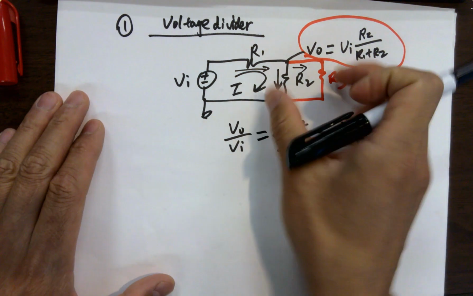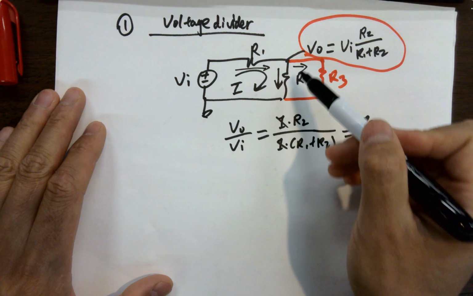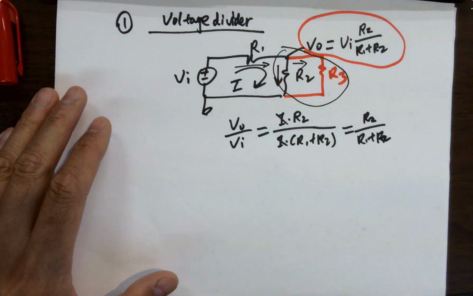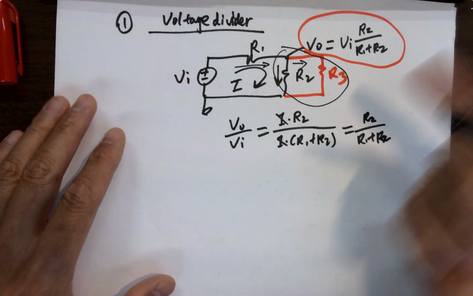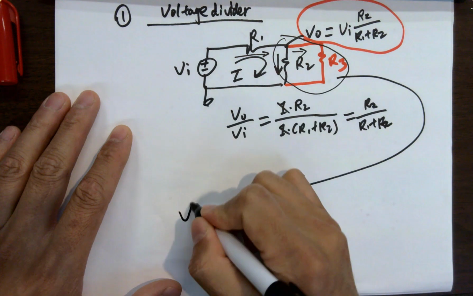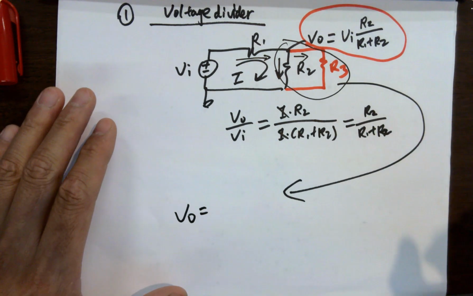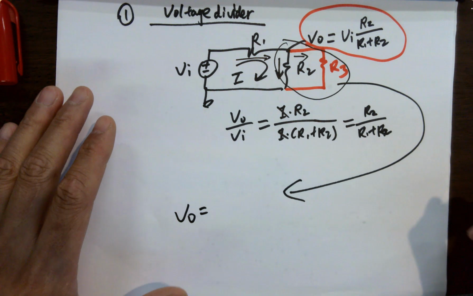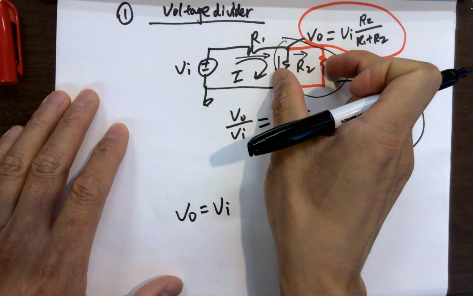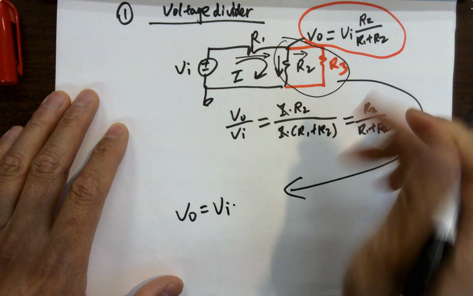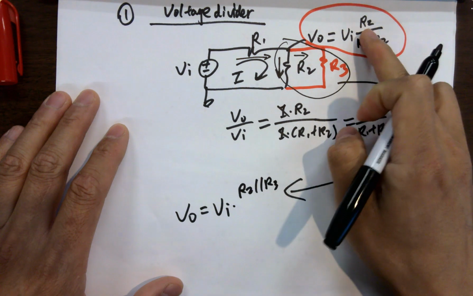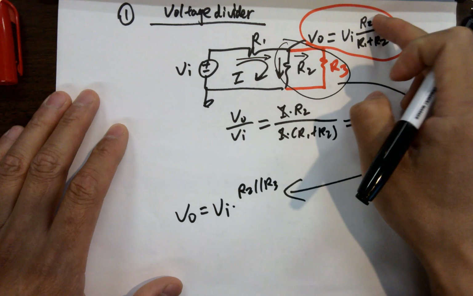So in that case, if we still want to use the voltage divider theory, what should we do? We just combine these two resistors as one, right? Got equivalent resistance. Then it becomes the same circuit as we just did. So for this case, it will be slightly different. VL equals what? Just use the voltage divider theory we have covered. VL equals VI times the resistance at the output, which is R2 in parallel with R3 this time, not R2 anymore. We have to use R2 in parallel with R3 to replace R2.